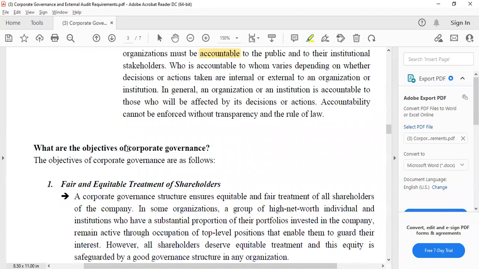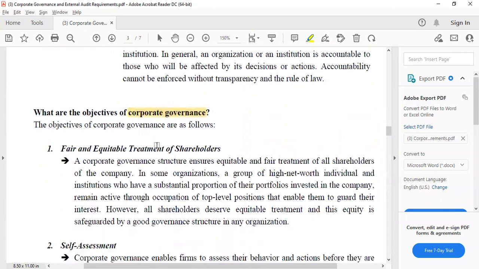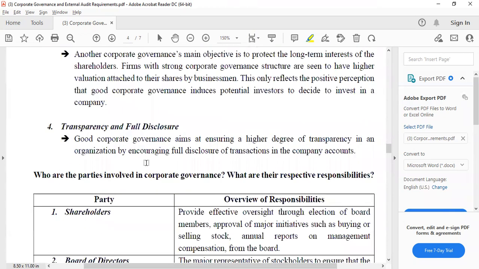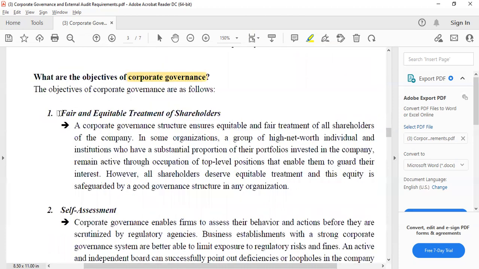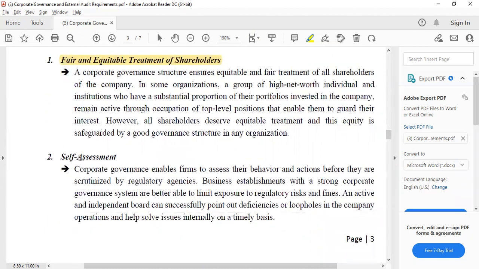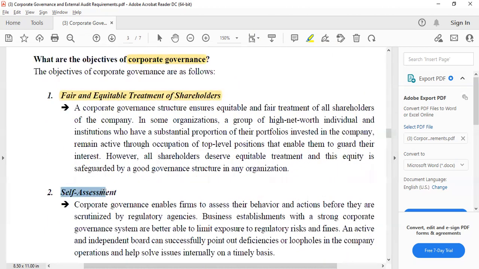So what are the objectives of corporate governance? So we have here 4 main objectives. So the first objective is to have fair and equitable treatment of shareholders. And then the second objective is self-assessment.